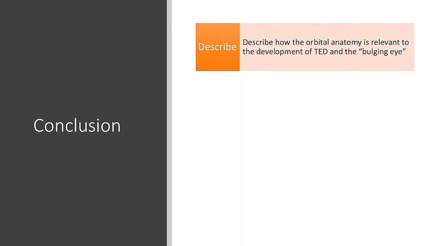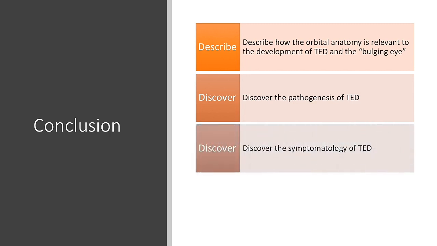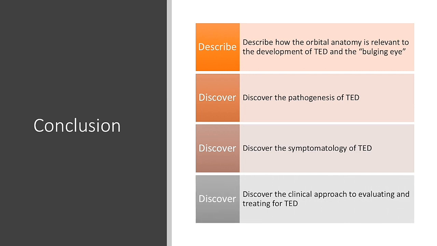So to wrap up our discussion of thyroid eye disease, we described how the volume of the orbital fat and all of the extraocular muscles can become enlarged. We discovered together how autoantibodies, mostly thyroid-stimulating hormone receptor antibodies, as well as cytokines from activated T cells, lead to fibroblast activation and secretion of hydrophilic glycosaminoglycans. We discovered the symptoms of thyroid eye disease, including, but certainly not limited to, proptosis, lid retraction, and periorbital edema. And lastly, we discovered the use of a clinical activity score, as well as treatment options that depend on the stage of the disease and range from non-invasive local measures to systemic medications to surgery.